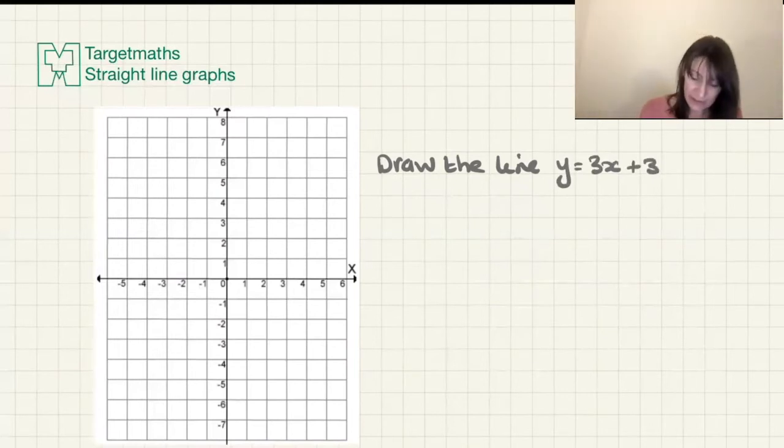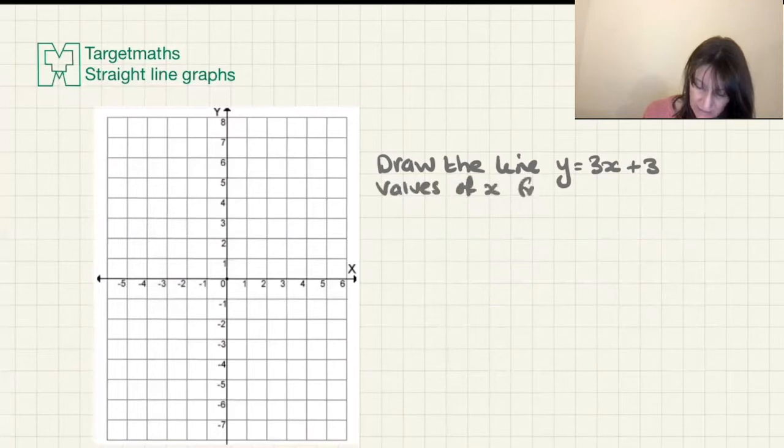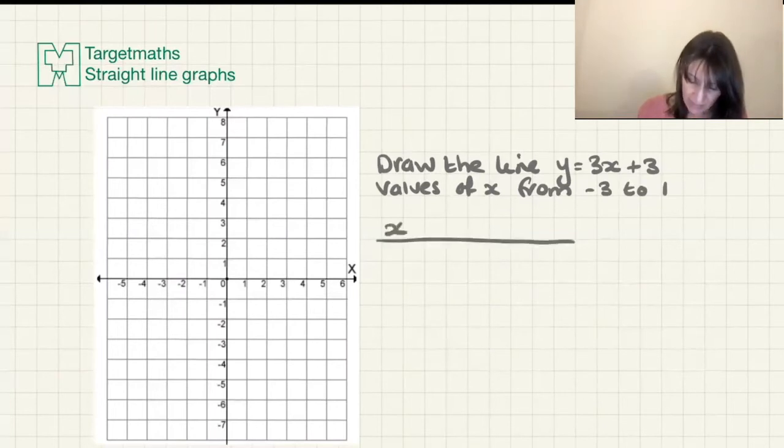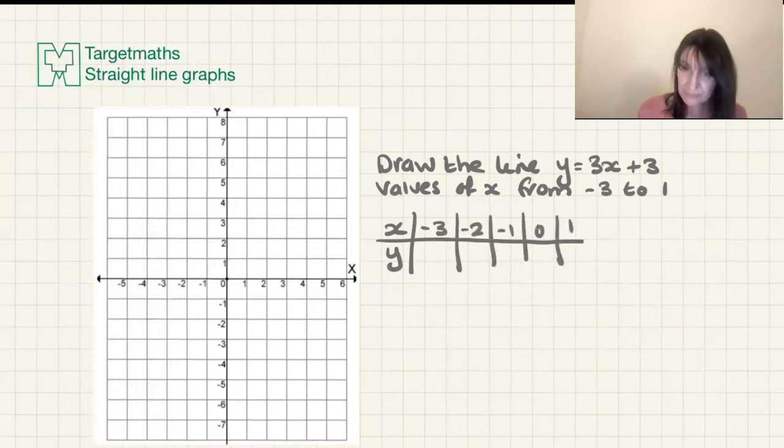Okay, and we're going to do it for values of x from, and this time, from -3 to 1. I'm going to draw the table from scratch on this one because it's very different to the last one that we did. So we've got x and we've got y, and then we've got -3, -2, -1, 0, and 1. And it doesn't have to be any neater than that, as long as it's organizing our numbers, it's going to work.